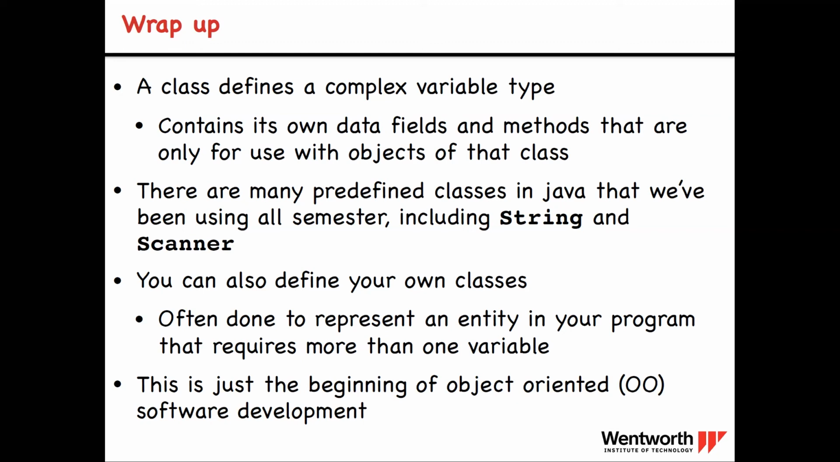We saw that with the Circle and the Rectangle, and it's most often done to represent something physical in your program. We'll start working on the blackjack game next week, and you will see exactly that. You will see a Card class. You will see a Deck class. You will see a Player class and a House class, for instance. You will see all of these different ideas of physical things, players and cards and that sort of stuff. So this is just the beginning of object-oriented programming or object-oriented software development.